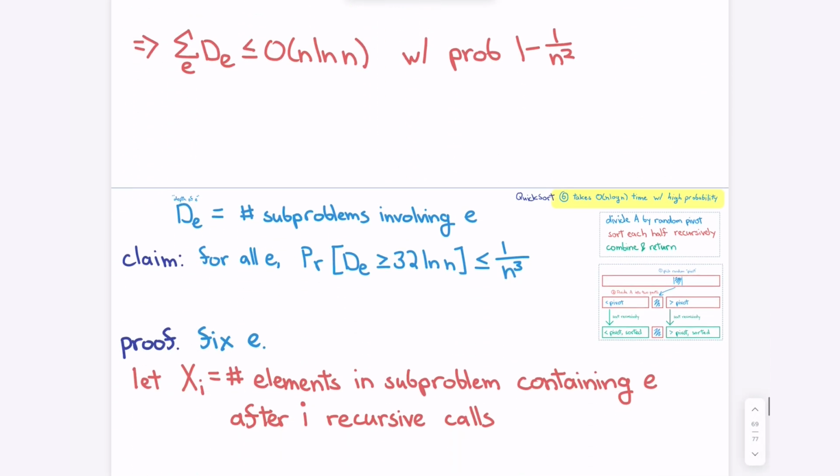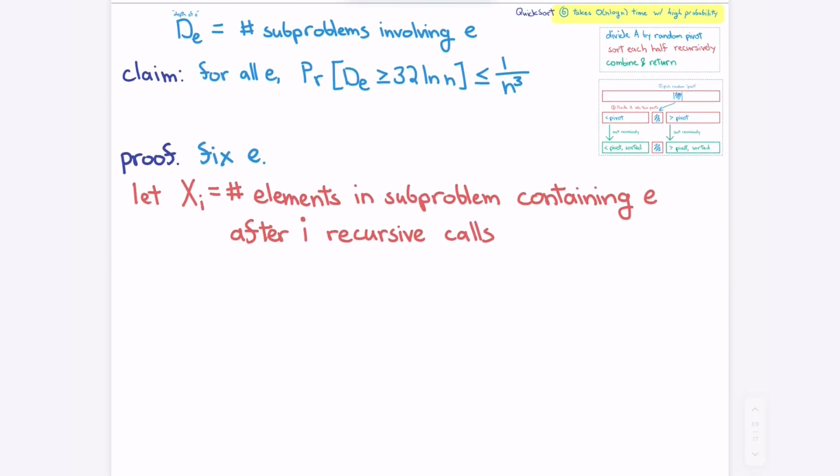So all that's left now is this particular claim, which I'll have to do a little bit quicker than I had originally planned. We're going to fix an element E. I want to show that the number of subproblems it's in is not too bad, at most 32 log n. We're going to set up a random variable, x_i, which is the number of elements in the subproblem containing E in the i-th recursive call. So x0 is n, and x1 we're hoping is like n over 2. We want to argue that x_i gets down to 0 really fast.